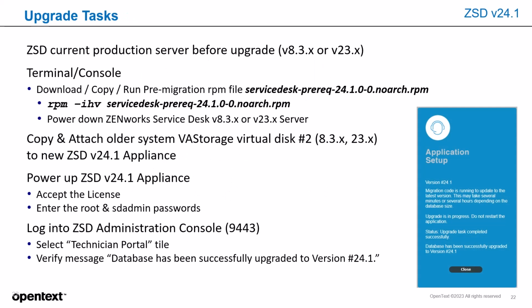So here are the steps for migrating. Upgrade tasks would include in your current ZSD production server, so this is your current production server, not the 24.1. In the terminal console, you're going to download, copy, and run the pre-migration RPM file. And once you do that with rpm -ivh, that prepares the second drive for the update.